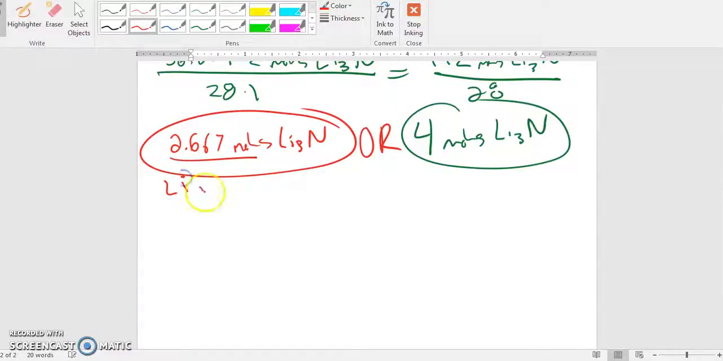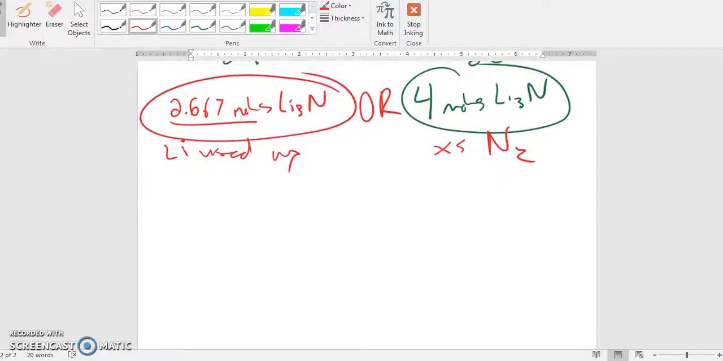Lithium is used up. If we were able to make a full 4 moles of lithium nitride, we'd use all the nitrogen up. But that means that excess nitrogen is there. We did not use all of it. So we've determined how many moles. The last step we have to do is convert our moles of lithium nitride into grams of lithium nitride.